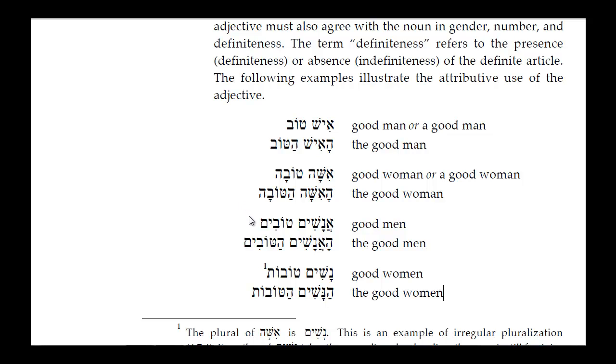Same thing with anashim tovim, good men. Anashim, you can see that the hirik yod mem sofit here is telling you that that is a masculine plural noun.